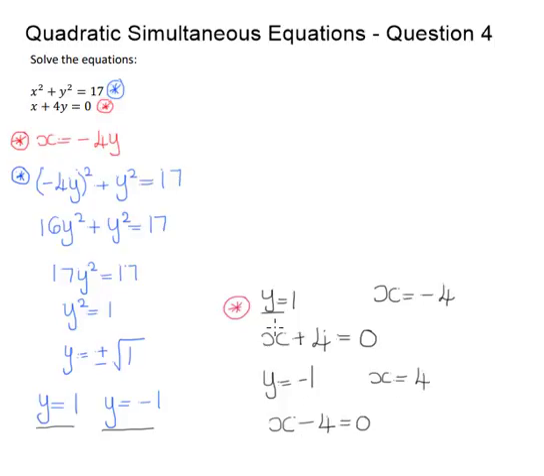So that gives me my final answers for my quadratic simultaneous equations, and I can write them as follows. When x is minus 4, my value of y is 1, and when x is 4, I have a value of y to be minus 1. And these are my values for my quadratic simultaneous equation.